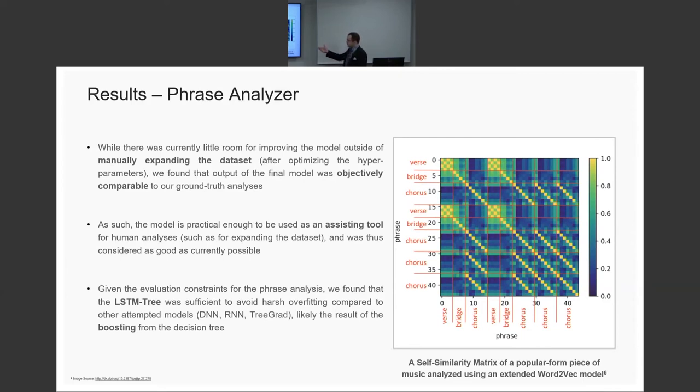To at least break down a rough estimate, this is a really good example. This is just a rough example of what this sort of segmentation looks like for popular music. This is an example of verse-chorus form that someone analyzed using a word-to-vec model. So you can see how the self-similarity matrix gives you a rough idea as to here's the verse, here's the bridge, here's the chorus. You can look at the overlapping recurrent sections and classify them from there.